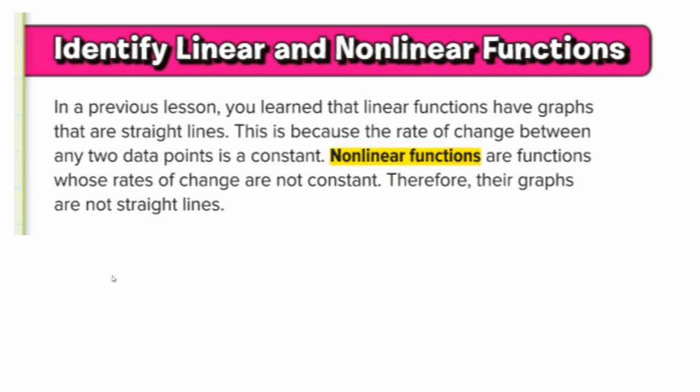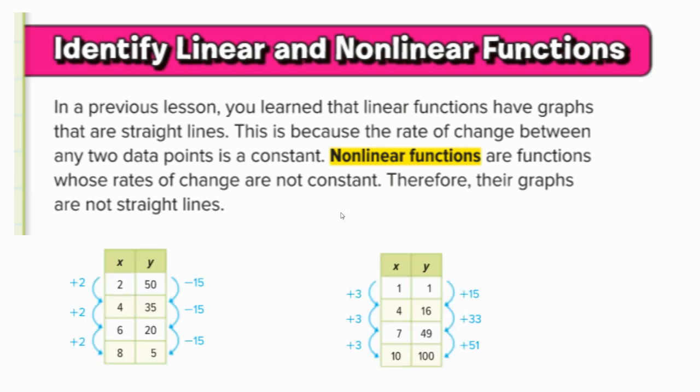You learned that linear functions have graphs that are straight lines, which makes sense: line, linear. This is because the rate of change between any two data points is a constant. Between x to x and y to y, it's constant. That makes it linear. Nonlinear functions are just the opposite. There is no constant rate of change. Therefore, the graphs are not straight lines. That's what we're looking at right now, linear versus nonlinear.